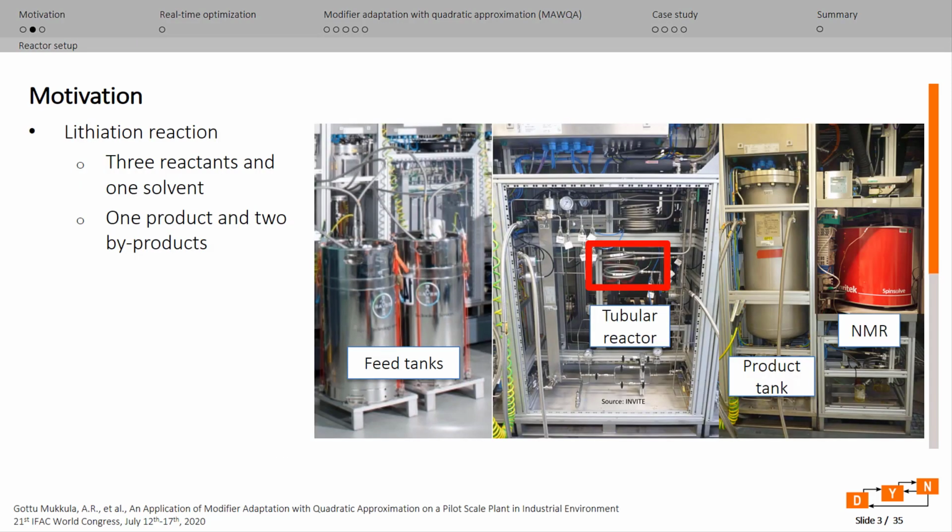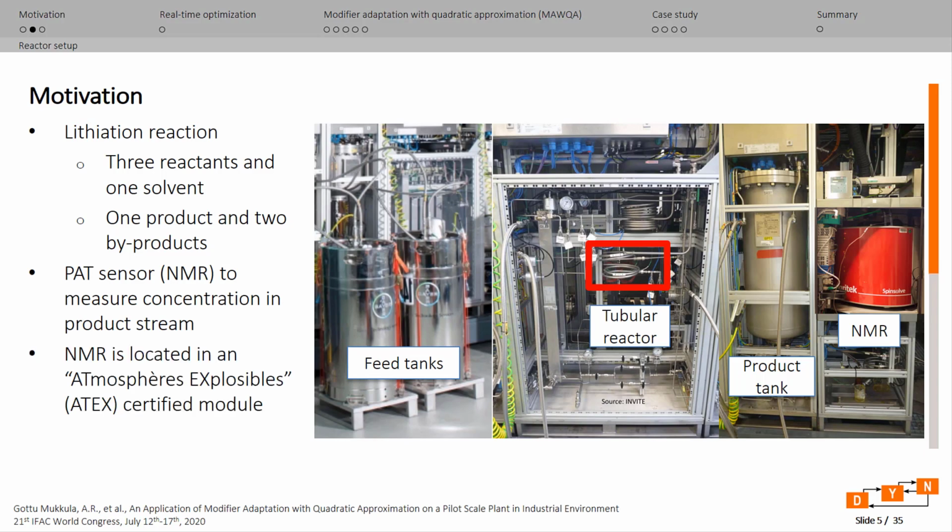The important modules of the modular production plant used in the lithiation process are shown in this figure. The reactant feed tanks are shown here. 3 reactants along with a solvent react in the tubular reactor shown here. The reaction mixture from the reactor outlet is then passed to the product tank. A PAT sensor, an NMR, is used to measure the concentration of some reactants and the product in the product stream. The NMR is placed in an explosion-proof ATEX certified module. I will come back to this slide in the second half of the presentation.